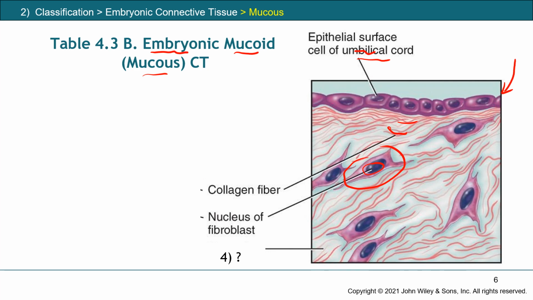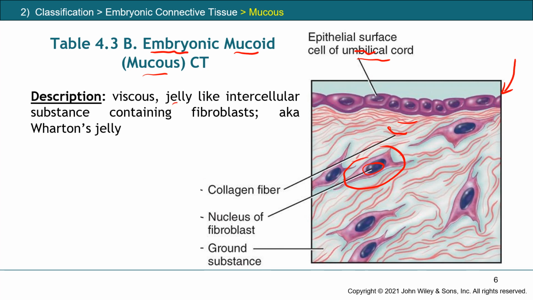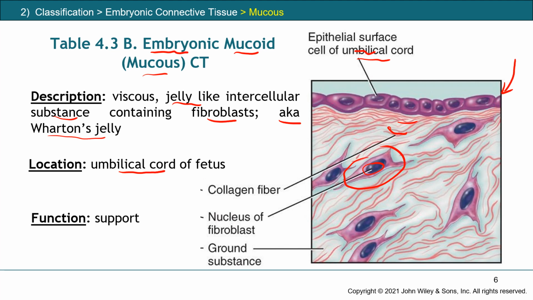And finally, in four, the white region, super easy, is the ground substance. So remember, this embryonic mucoid connective tissue is a viscous jelly-like intercellular substance containing fibroblasts, as I showed you in the picture, and it is also known as Wharton's jelly. Okay, and the location, very easy. I already told you that it is the umbilical cord, and the main function is support.